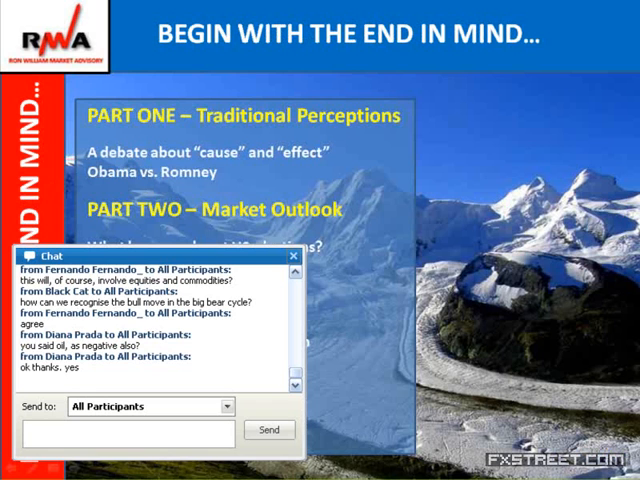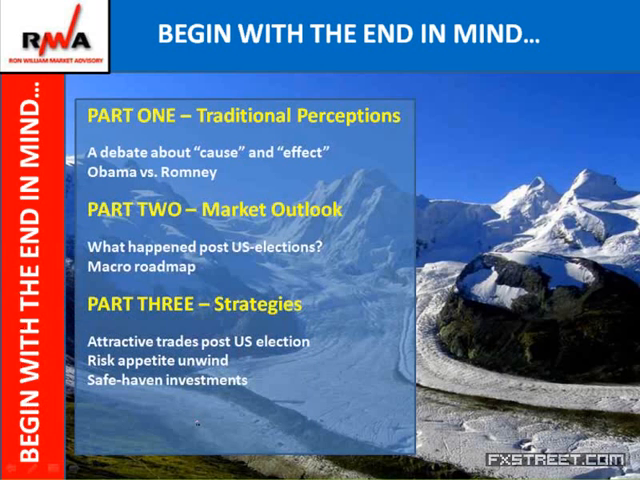Okay, now that leads us to the third and final part in the last few minutes of this webinar. And we're going to talk about a few strategies. I'm just going to focus on risk appetite and how I believe that markets which are high in risk appetite are likely to unwind lower. I've already mentioned them several times, and how safe haven investments are likely to be good investments over the next few weeks and months.